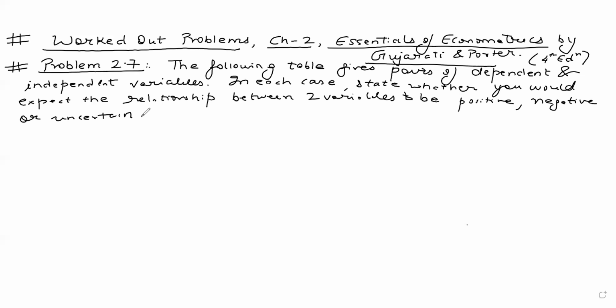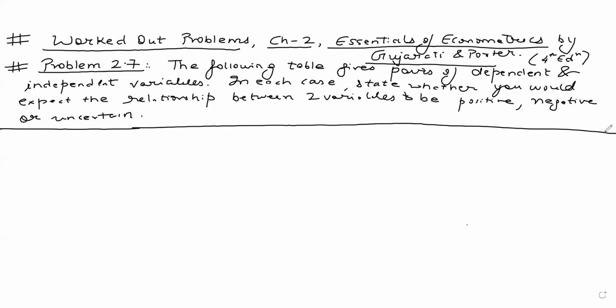Okay, so let's quickly look at the table which is given to us. I am drawing exactly the same table which is there in problem 2.7. Okay, I can even write the page so that it's easy for students to locate. So as per the 4th edition, it's page 45 of the book. Okay, so let's look at the table.